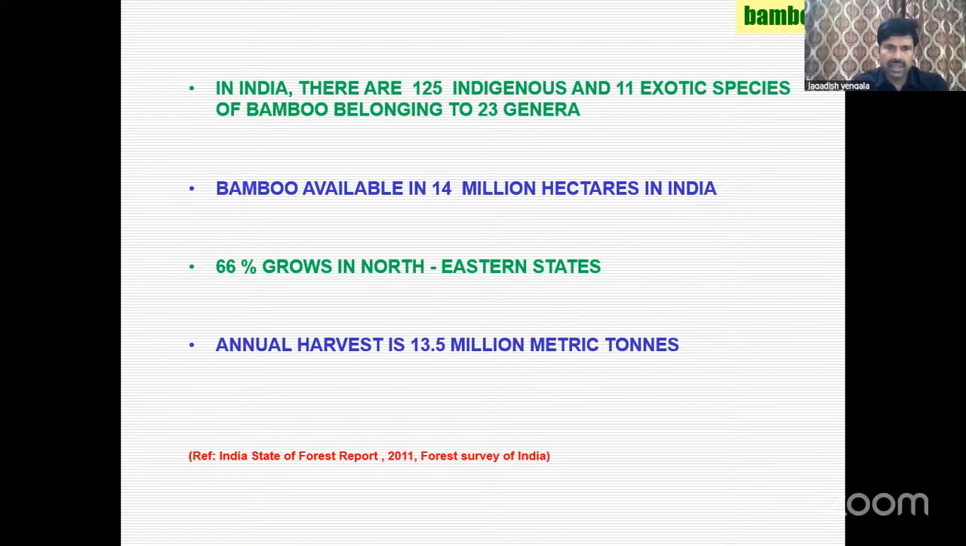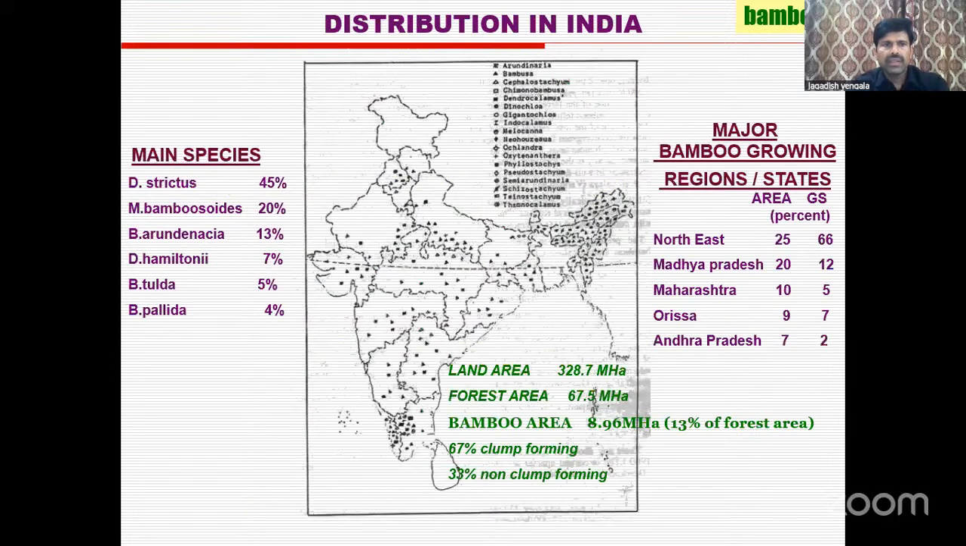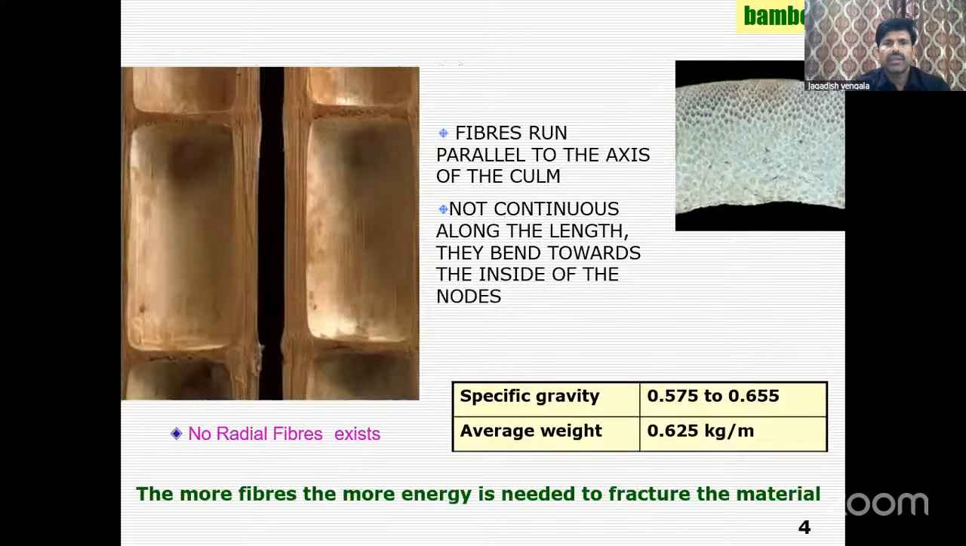Annually, we harvest almost 13.5 million metric tons. This is based on the old Forest Survey of India report. You can look into the 2019, 2020 forest reports to see how much bamboo we are harvesting. These are the main species: Dendrocalamus strictus, Bambusa bambos, Arundinaria, Hamiltonii, Thyrsostachys pallida. As I mentioned, the Northeast is the major contributor for bamboo growth, and even in Karnataka, Madhya Pradesh, Maharashtra, a lot of bamboo area is there.